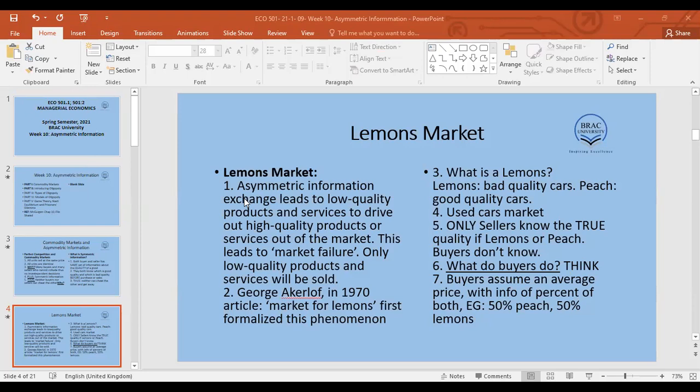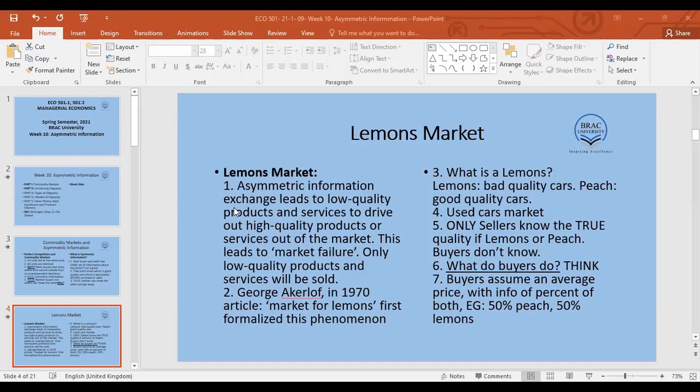The examples were the bank and the insurance company. If sellers know better than the buyers, then sellers can cheat the buyers. The example was the used cars market, right? Exactly. Now I got it. Okay, lovely. No problem.